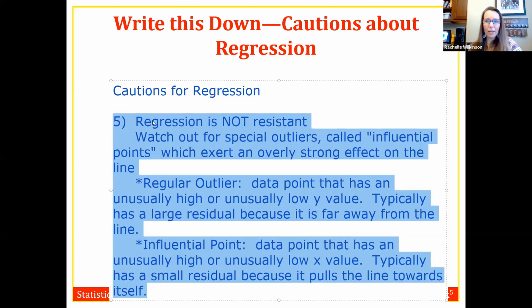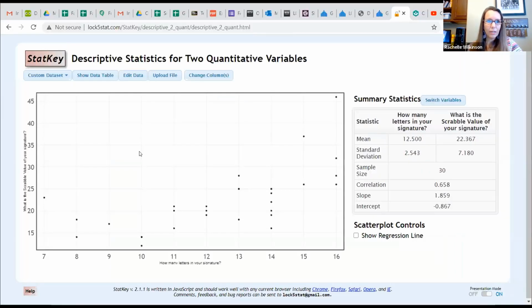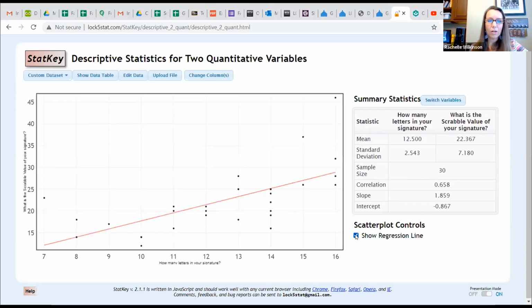All right, so I'm going to pop back over to StatKey so we can examine the difference between these regular outliers and the influential points, and see how much influence these influential points can actually have on our line. All right, so here I am in StatKey. First of all, notice that over here on the right-hand side where it says scatterplot controls, if I click this little box, it will actually draw the regression line onto my graph for me. So that's pretty handy.